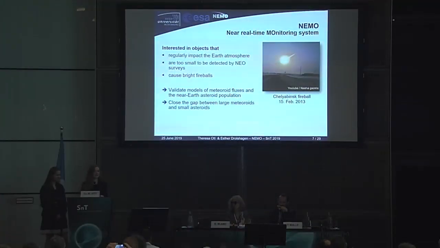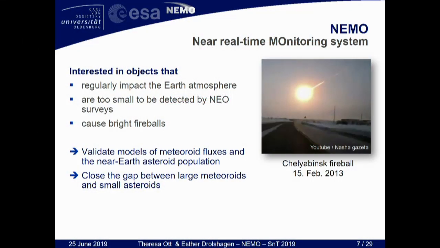Now I will continue with a brief introduction into our monitoring system. We are not interested in all meteors, but only in the very bright fireballs. These are objects that do regularly impact the Earth's atmosphere, but are too small to be detected by the near-Earth object survey. As Peter already told, they cannot see them, but in the next decade we can observe them, hopefully early enough to be prepared for them. And these are objects which cause bright fireballs and which cause also a lot of public attention if they happen over a densely populated area. Sure, if they happen over the sea, then nobody sees it.